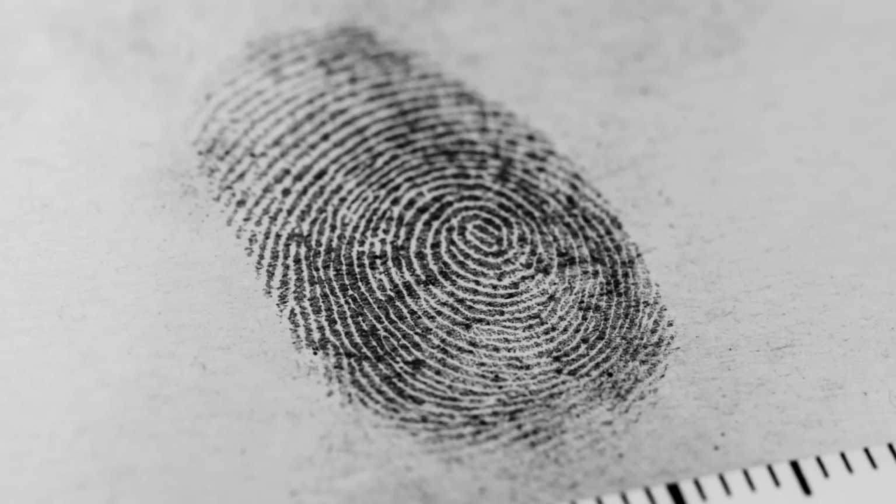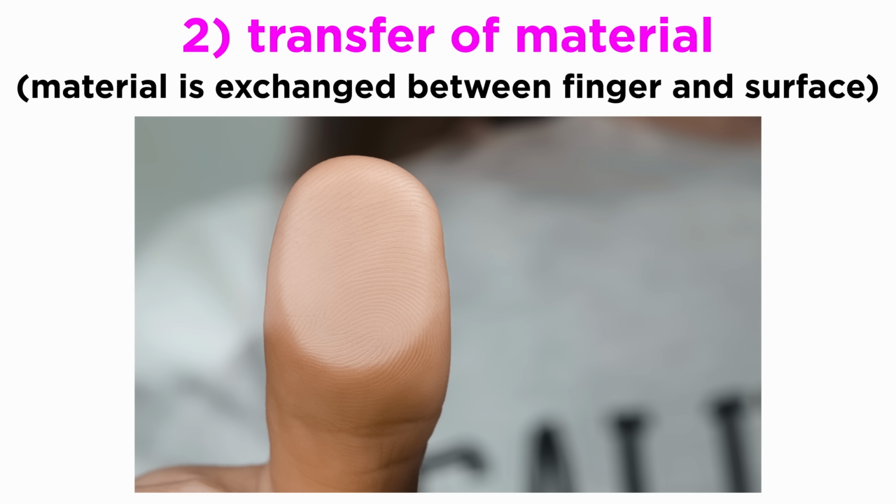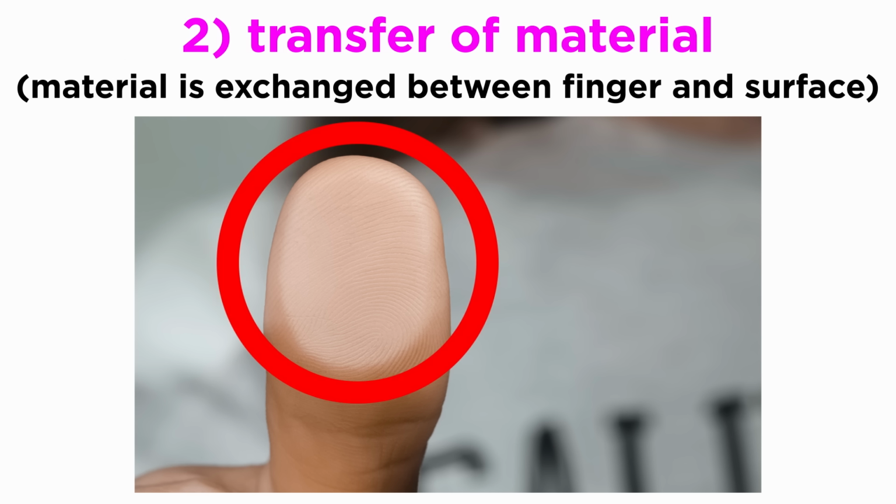The process of deposition of any finger mark generally involves three stages. 1. Application of the finger on a surface. Here, positive pressure is applied by the finger to the surface, due to which both of them get deformed to some extent. 2. Transfer of material. In this stage, the finger and the surface are in contact with each other. Material gets exchanged between the finger and the surface.